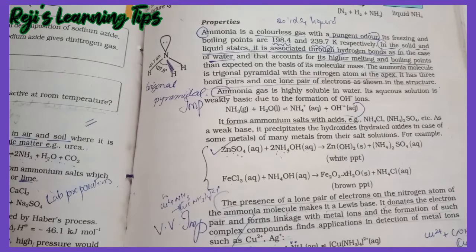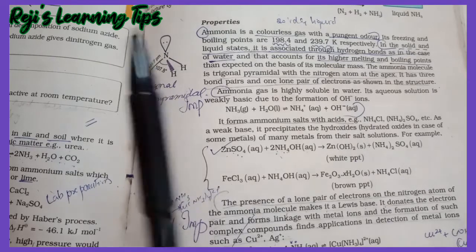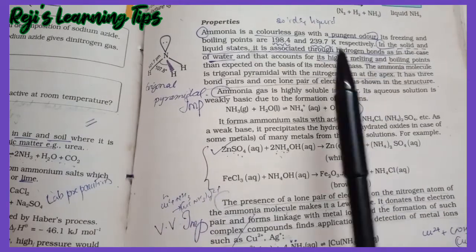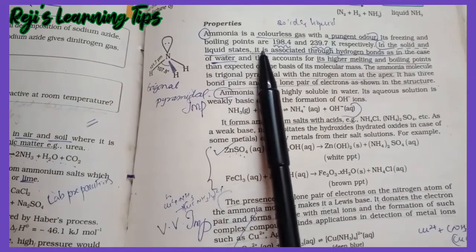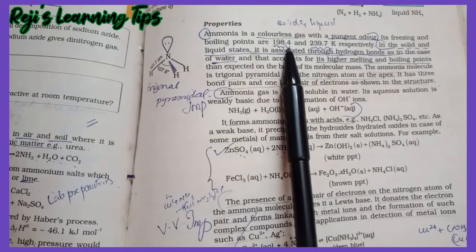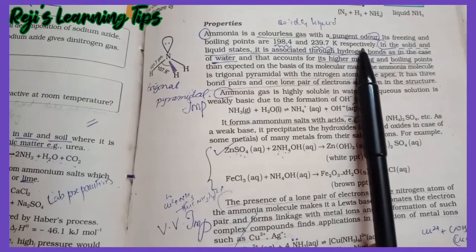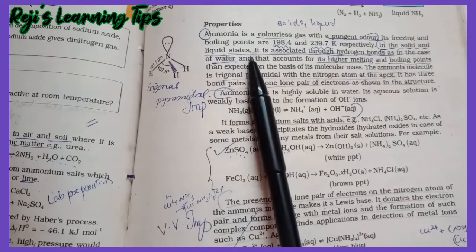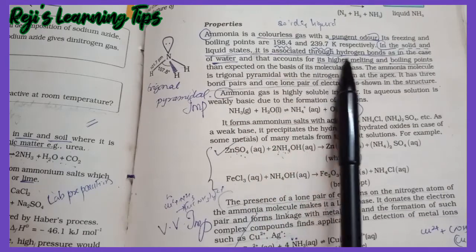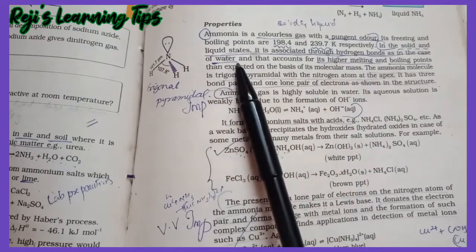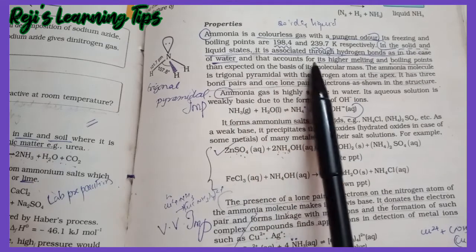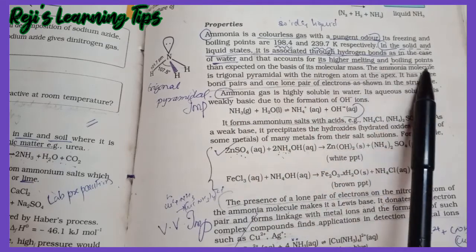Okay, today we are going to discuss some properties of ammonia. Are you ready? Ammonia is a colorless gas with a pungent odor. Its freezing and boiling points are 198.4 and 239.7 Kelvin respectively. In the solid and liquid state, it is associated through hydrogen bonds as in the case of water, and that accounts for its higher melting and boiling point.